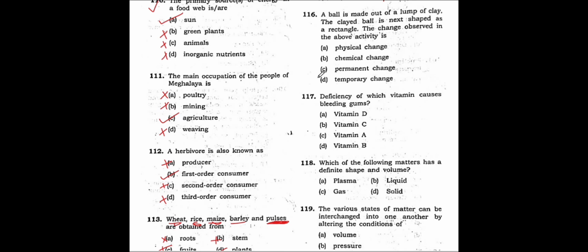Is that a temporary change? No, we have a better option than this. Is that a permanent change? Not at all. Is that a chemical change? No, nothing chemical is involved there. Is that a physical change? Yes, it is a physical change. Why physical change? Because physical means what we can see with our eyes. We can see that it was in the shape of a sphere first, and then it was changed into the shape of a rectangle, right? So it is a physical change. Good.